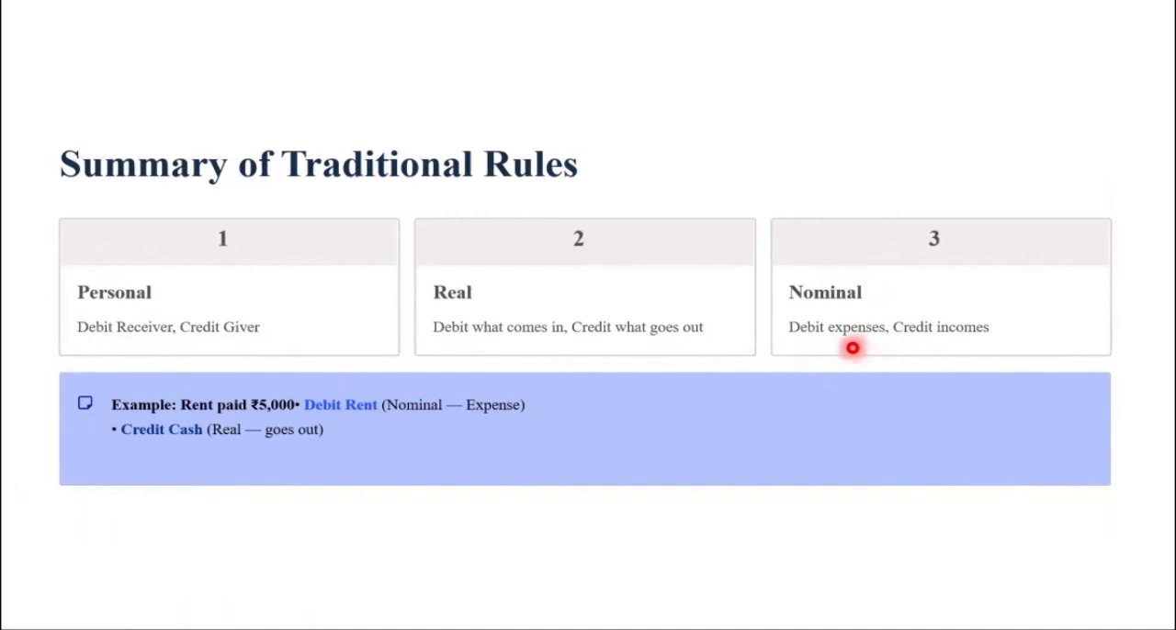Let's apply this in a quick example. If you have to pay rent of rupees 5,000 in cash, what will happen? Rent is an expense, that is a nominal account, so we debit rent. Cash is an asset going out, a real account, so we credit cash as per the golden rule. It is a logical, balanced process that ensures our books remain accurate.